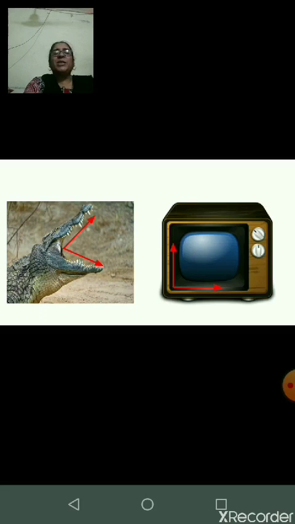Okay, now next picture. You all are enjoying watching TV at home, isn't it? Yes. Now if you see the adjacent sides of a TV, can you see that L shape, the red line showing the arrow mark? Which angle is it making? Which angle will be formed then? Yes, it is a right angle. Very good, children.